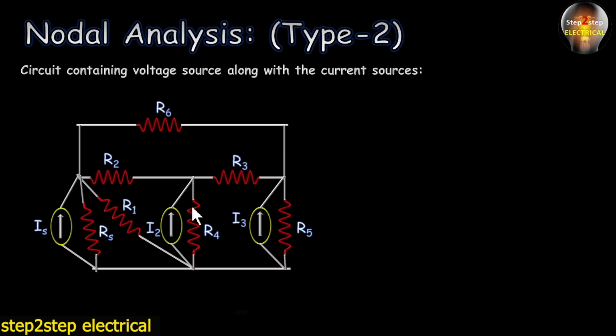This is the final circuit we obtained after the source transformation, and now you can see that there are only current sources. There is no voltage source, and you better know how to deal with type 1. If you haven't watched that video, just go and watch it.